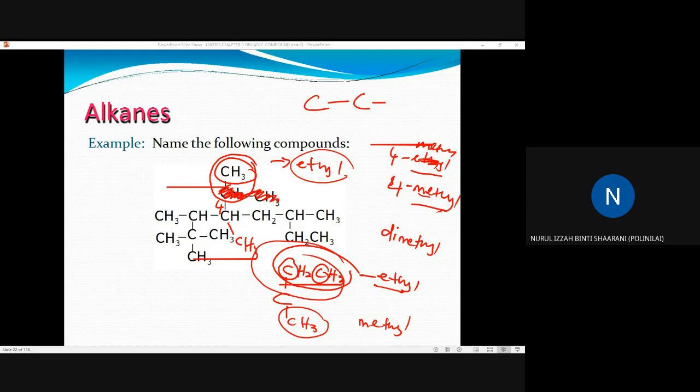Bila kita baca nama IUPAC ni kita boleh bayangkan structure dia macam mana. Dekat nombor 4 akan ada ethyl. Dekat nombor 2, 2, 3, 6 akan ada 4 methyl group dekat carbon-carbon yang berbeza ni. So kita tak boleh nak combinekan dia sekali, kita asingkan dia. So always remember when you want to separate between word and also number, we use dash. When we want to separate between number and also number, we use comma. Okay? Ada soalan?